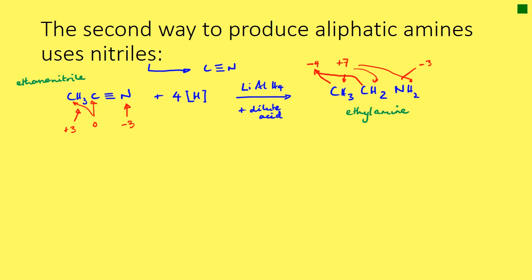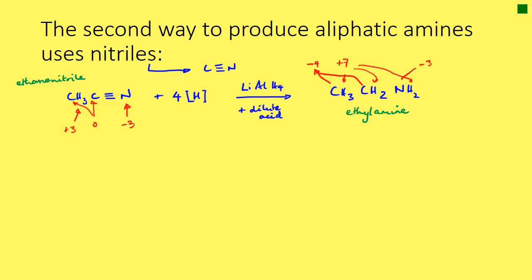Alright, so there it is. Just to go over that again, you start off with a nitrile, say ethane nitrile, and you reduce that by adding hydrogen to it using a very powerful reducing agent called lithium aluminium hydride in dilute acid, and that gives you your ethylamine. Now, students in the past have struggled with that as a reduction reaction. So let's just look at all the oxidation numbers.